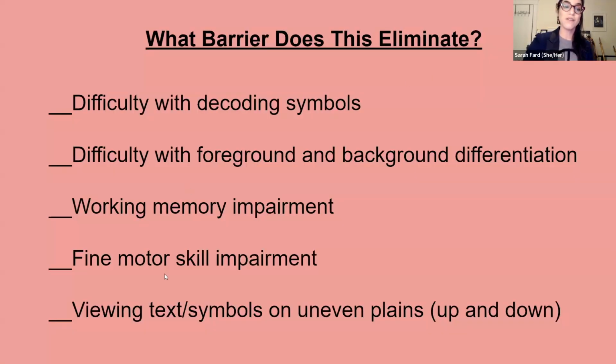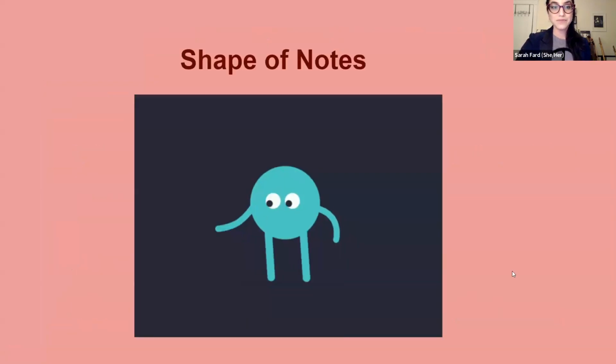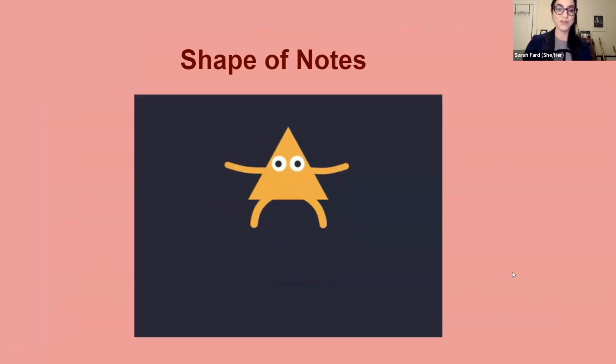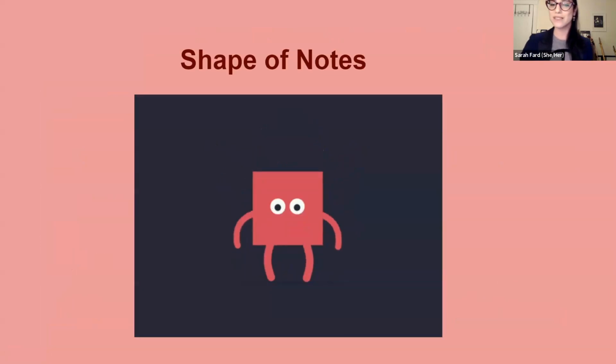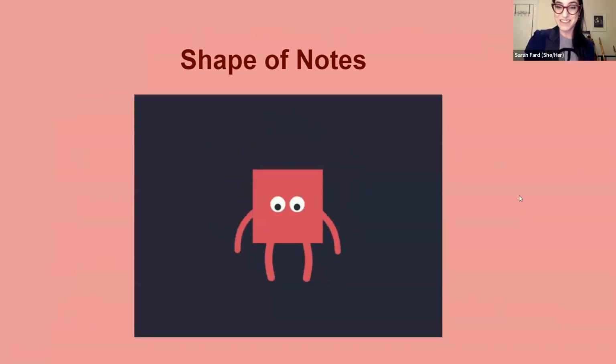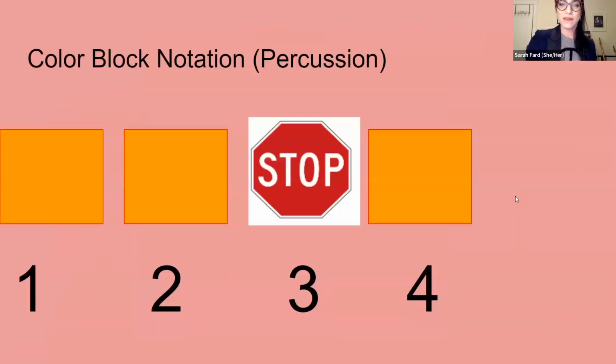And now we're getting that help with viewing text and symbols on uneven planes, helping to track that up and down for a student who might have difficulty with that. The shape of the notes also matters. So we're used to shapes of our notes telling us how long they last. I don't know about you. I find that it's mostly on my memory that I understand that. There's nothing else really to indicate that would really be sensical, you know.